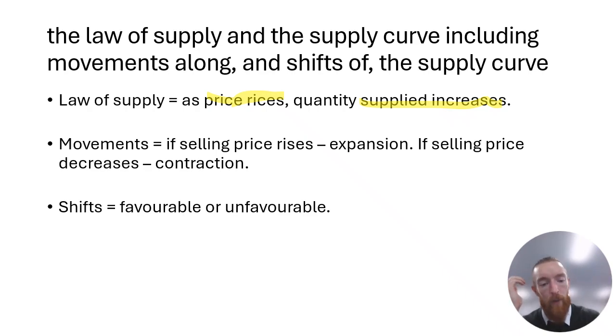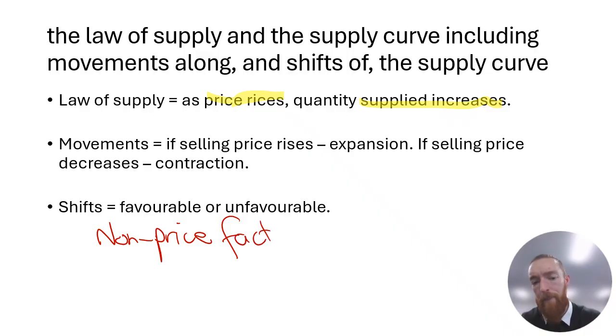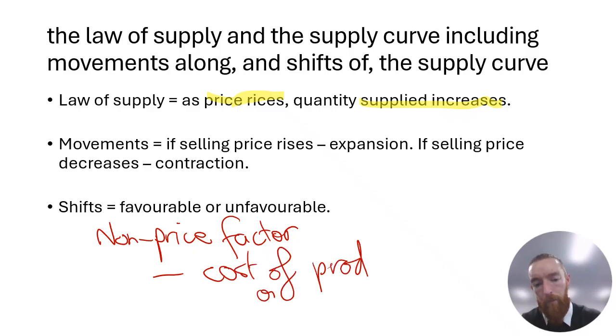With movements, once again, it's only a changing selling price. If the selling price rises, that's an expansion. If it decreases, that is a contraction. Now shifts, once again, non-price factors, and they can be favorable or unfavorable. So non-price factors, and they're going to boil down to two main things. With supply, there's a number of factors we'll look at on the next slide, but they all boil down to changes in cost of production or productivity or efficiency. And they're the two key things that you can always tie any supply factor with.